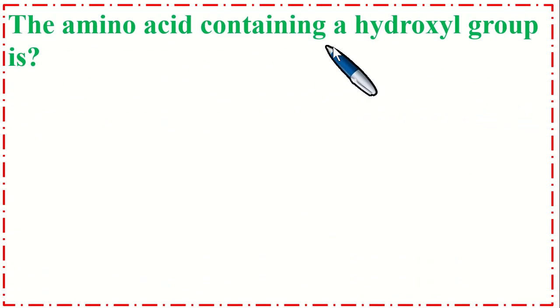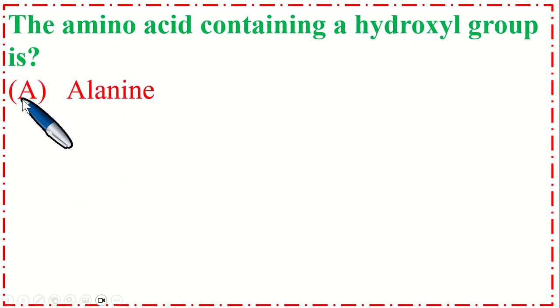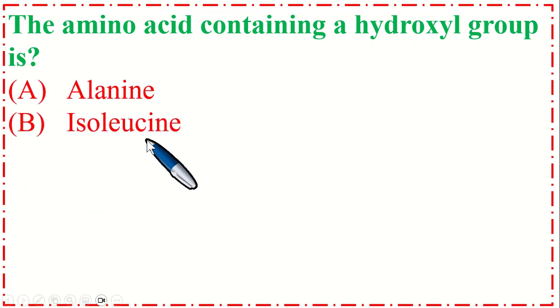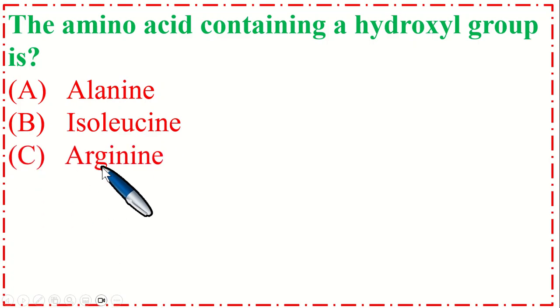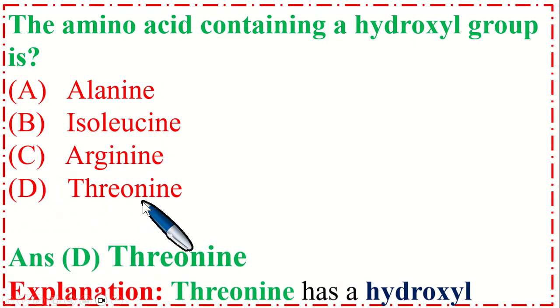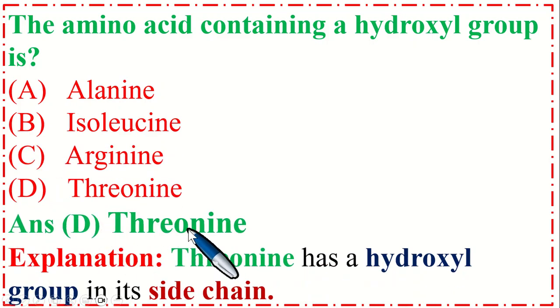The amino acid containing a hydroxyl group is option A alanine, B isoleucine, C arginine, and option D threonine. So the correct option is D threonine. Explanation: threonine has a hydroxyl group in its side chain.